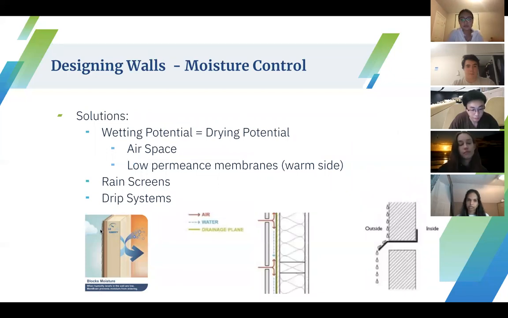Some solutions on how you can design a wall to control moisture is making sure that if it has the potential to get wet, it also has the potential to get dry. You can do this by using things like air spaces or low permeance membranes. Especially that membrane should go on the warm side of the wall in Canadian climates, but that's very dependent on the climate that you're in. You can also use things like rain screens or drip systems, as you can see in those pictures. And I believe Margot had mentioned them earlier as well.